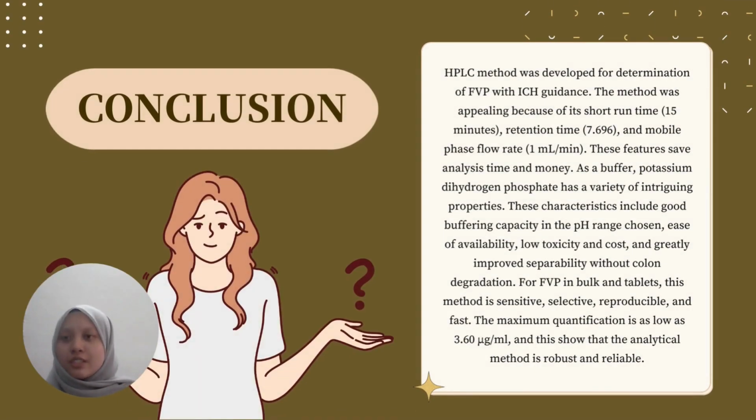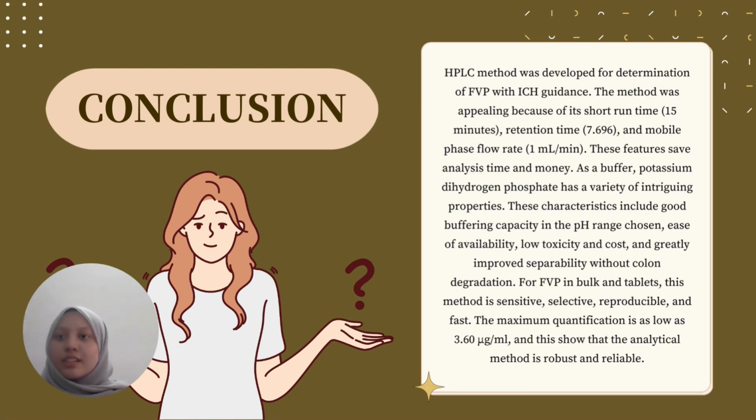Lastly, for the conclusions that we get from this analysis, an HPLC method was developed for determination of FVP with ICH guidance. The method was very interesting because of its short run time, retention time 7.696, and mobile phase flow rate, which is 1 milliliter per minute.